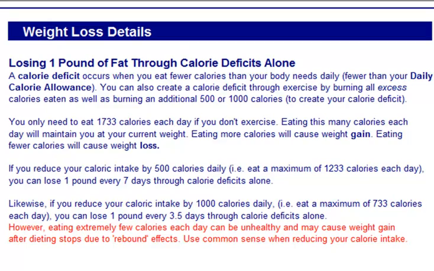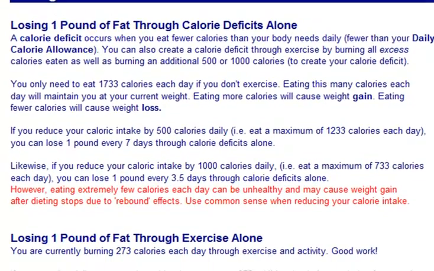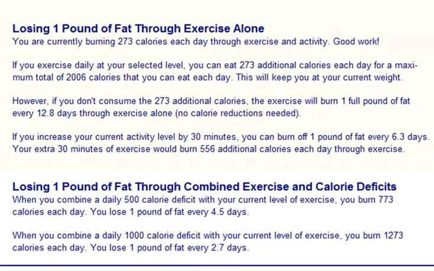The second section of the weight loss details is the number of calories that I'm burning through exercise alone, excluding the basal metabolic rate calories. The third describes how fast you can lose a pound of fat when you combine exercise with calorie deficits, and in this example it illustrates a 500 calorie deficit combined with exercise and a 1000 calorie deficit combined with exercise.